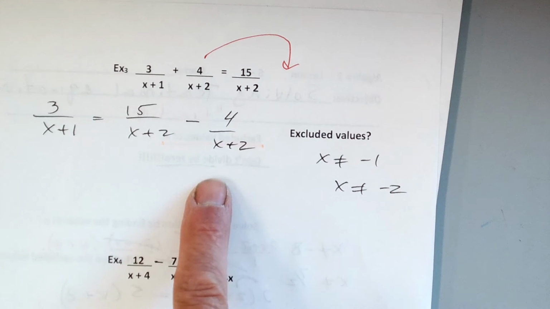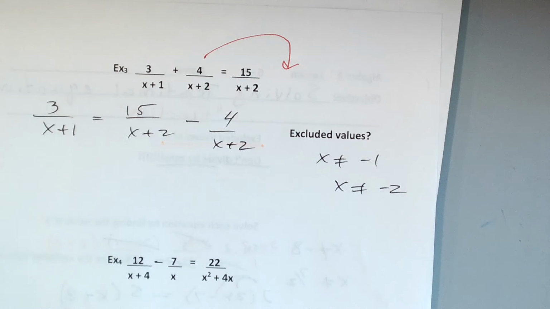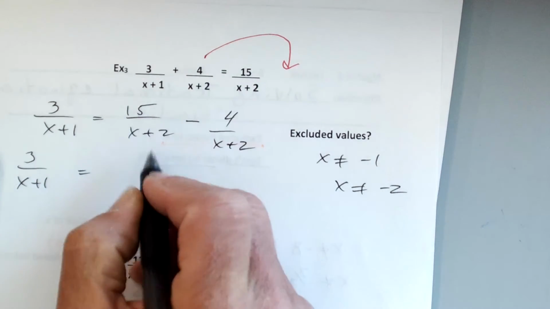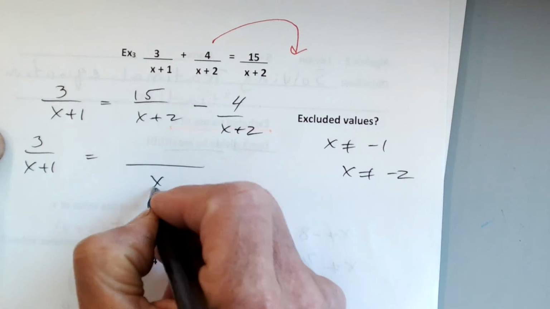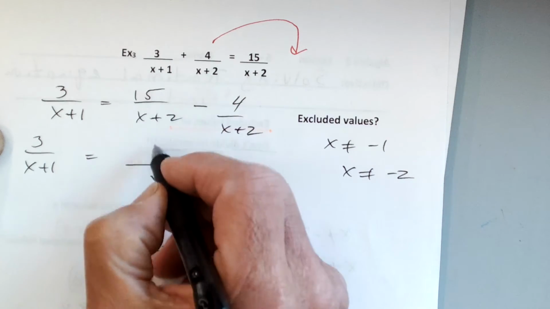So I already have a common denominator, right? Which I like. You guys just watch. Here we go. This is going to help Braden out later, okay? So I got 3 over x plus 1 equals, well, it has a common denominator, right? If it has a common denominator, let's just write that down. Then 15 minus 4 is 11.